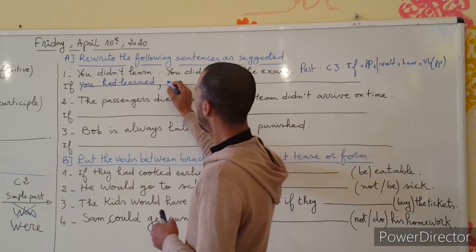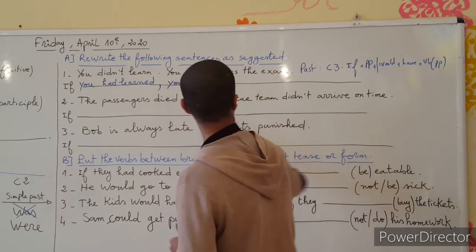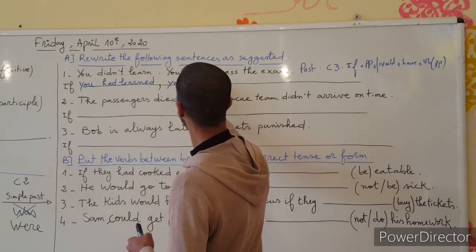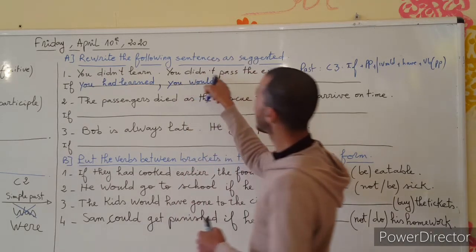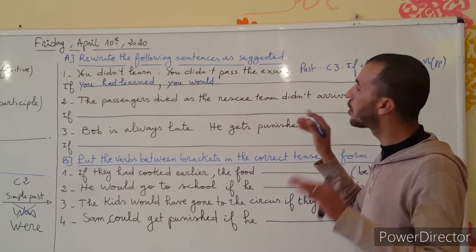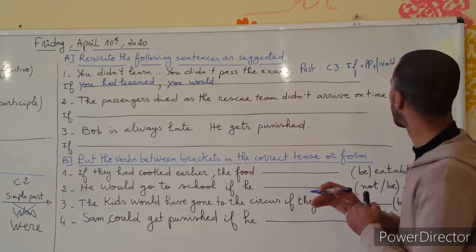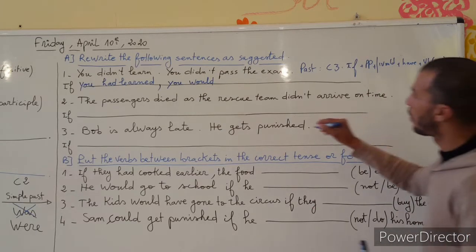You, subject, plus what? Plus would. So this one is negative, but we are not going to say wouldn't, we are going to say just would, because negative becomes affirmative even in the second part of the sentence. Plus what? Plus have.